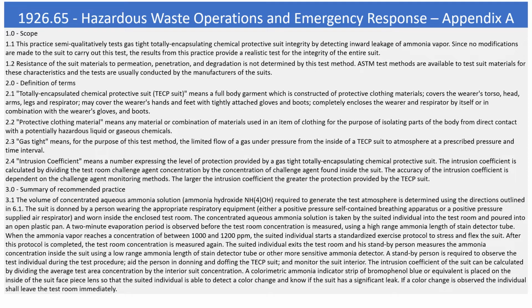The concentrated aqueous ammonia solution is taken by the suited individual into the test room and poured into an open plastic pan. A 2-minute evaporation period is observed before the test room concentration is measured, using a high-range ammonia length of stain detector tube. When the ammonia vapor reaches a concentration of between 1000 and 1200 ppm, the suited individual starts a standardized exercise protocol to stress and flex the suit. After this protocol is completed, the test room concentration is measured again.